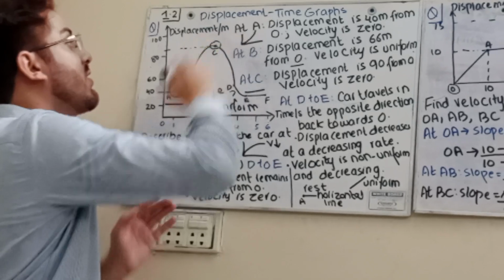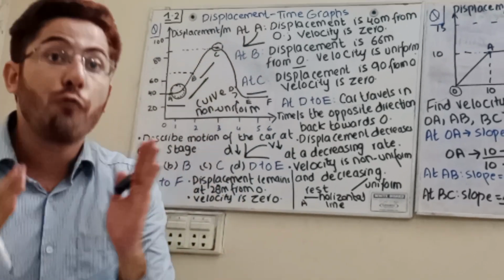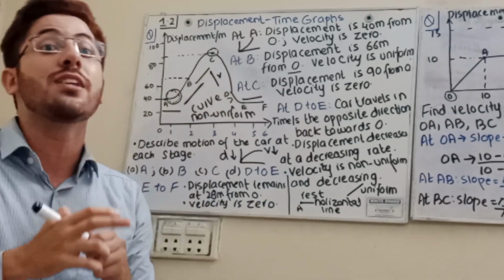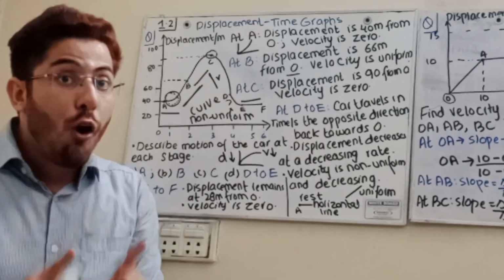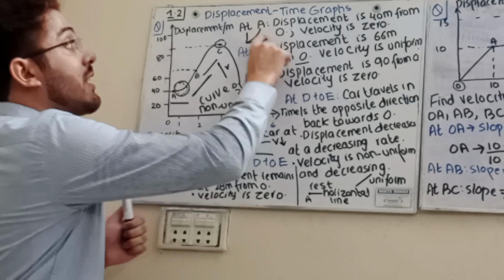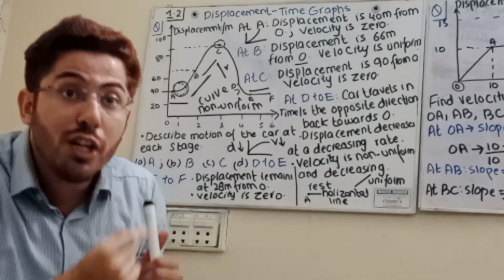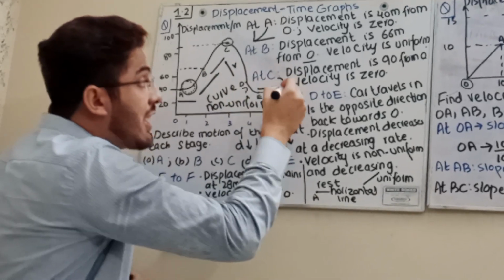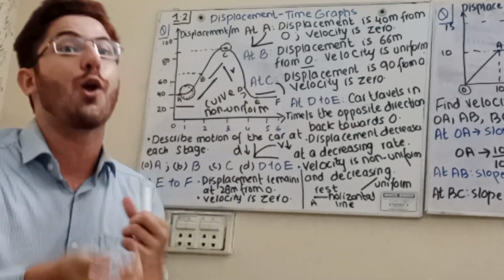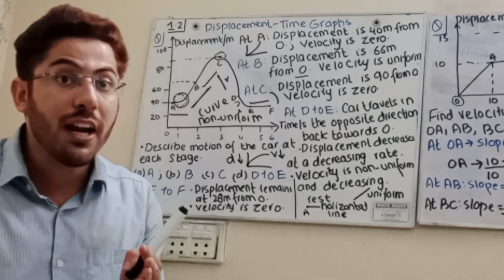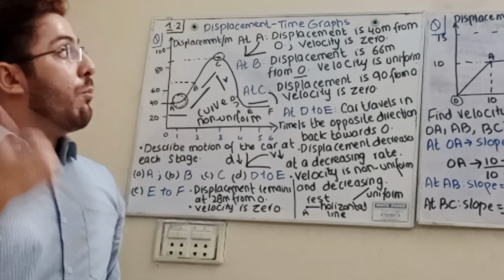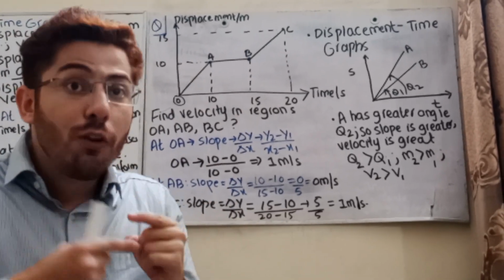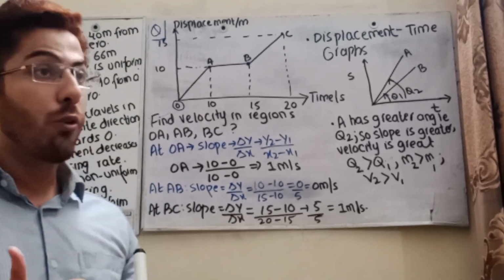If you see a straight line increasing, it means velocity is increasing uniformly, and if the straight line is decreasing, it means velocity is decreasing uniformly. Or if you see this graph increasing, velocity is increasing but non-uniform. If this graph is decreasing, velocity is decreasing at a decreasing rate. Are you getting or not? Moving forward, student.